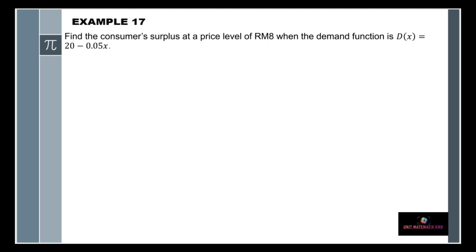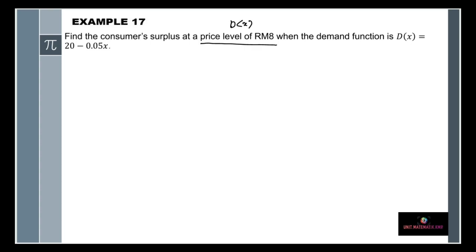Find the consumer surplus at the price level of 8 when the demand function is D(x) equals 20 minus 0.05x. So the price level indirectly means this one equals D(x).